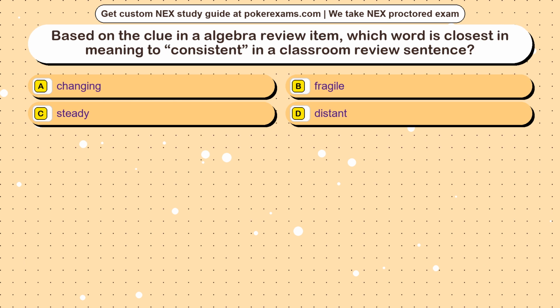Question 17. Based on the clue in an algebra review item, which word is closest in meaning to consistent in a classroom review sentence? Option A, changing. Option B, fragile. Option C, steady. Option D, distant.